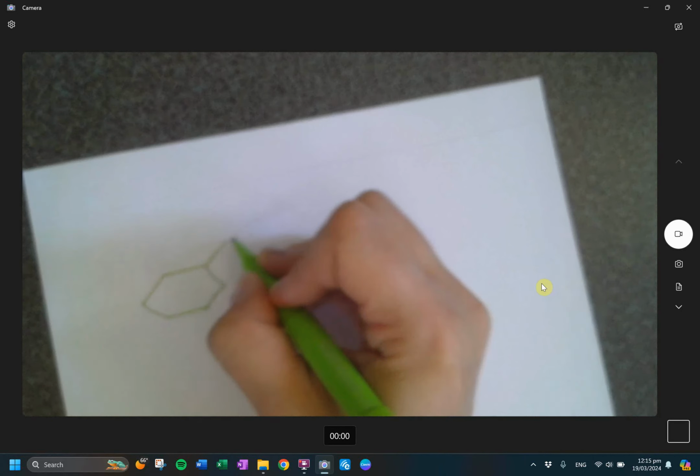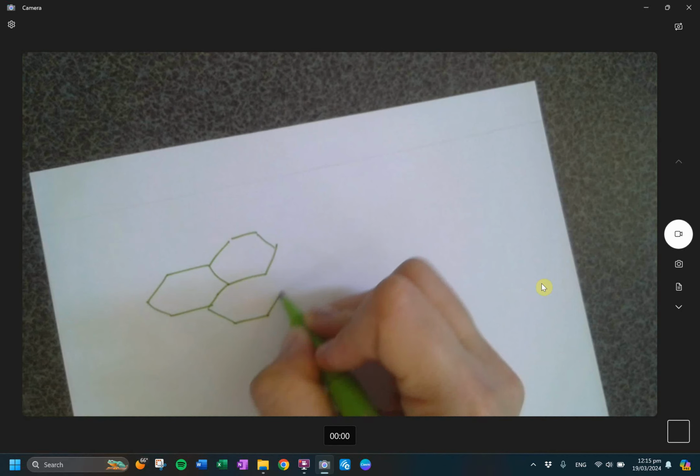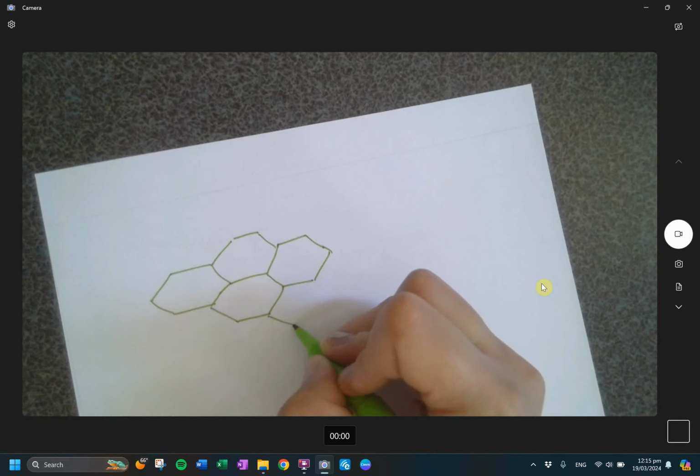I'm going to have to draw, which I don't like doing because it's really hard for me to do that. Oh, I hate doing this. I should have just printed it out.